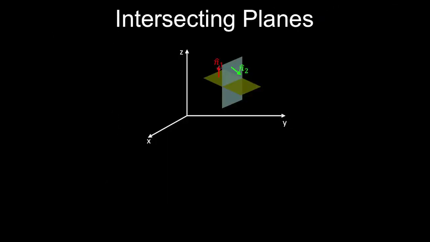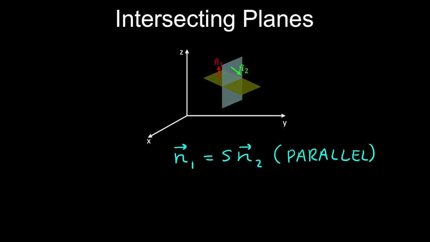We can determine if two planes are parallel if the normal vector of one plane is a scalar multiple of the normal vector of the other plane. So this condition states that both planes are parallel. Now if the planes are not parallel, such as in this case, then the planes intersect in a line. And we can determine a vector that's parallel to this line of intersection by taking the cross product between n1 and n2.